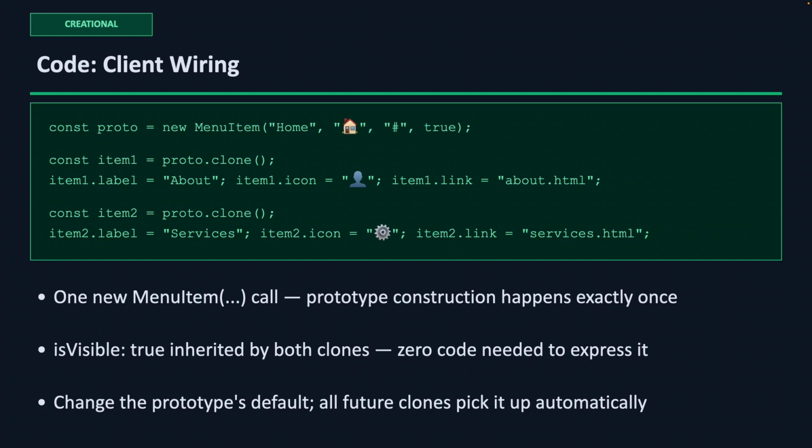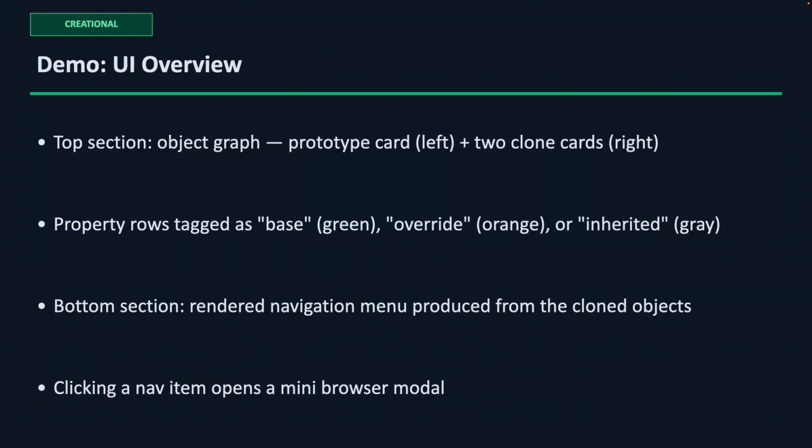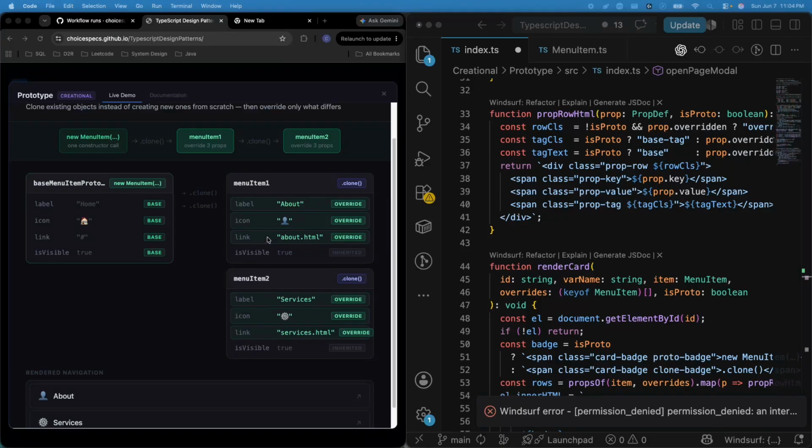And then we do the same thing for item 2, we just clone it, and then we override those 3 properties. For 15 menu items with mostly shared state, this prevents you from repeating that is visible true field 15 times. And when the default for is visible changes, you change it in one place, the prototype. And every future clone picks up that new value automatically. Here we have our demo.